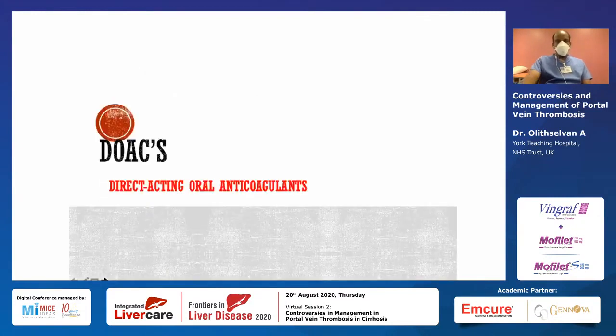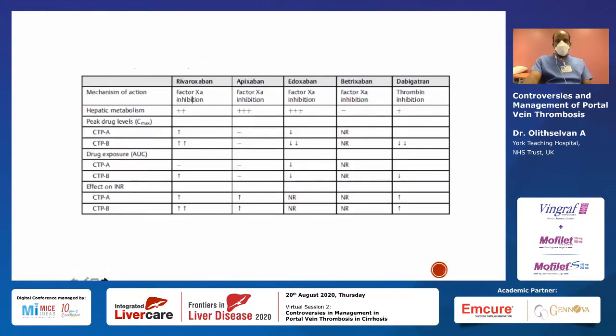The newer ones on the block are the direct acting anticoagulants, and there are 5 at the moment. 4 of them are direct inhibitors of factor 10A, and dabigatran inhibits the thrombin formation. As you can see, except betrixaban, everything has got a hepatic metabolism, and the drug level does not get much affected in Child's A, but in Child's B, it gets affected. There's not much data on Child's C, but you can expect that in Child's C, it is not going to be very useful.